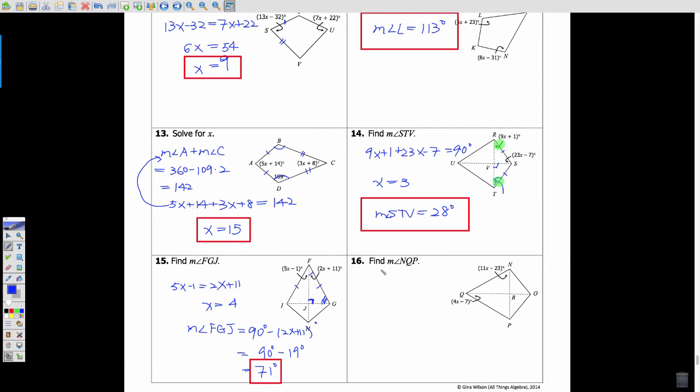Number 16 is the same thing, so do the practice on your own. I will give you the answer here. You should have exactly 50 degrees.